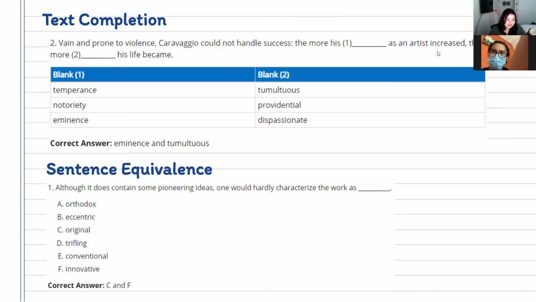So in this case, let's see. Original and innovative kind of are synonyms or similar in meaning. So you can pair that up. Orthodox and conventional are kind of similar. So you can pair those up. And then between the two, you just choose which pair fits better. And that's a strategy that I think was really useful.